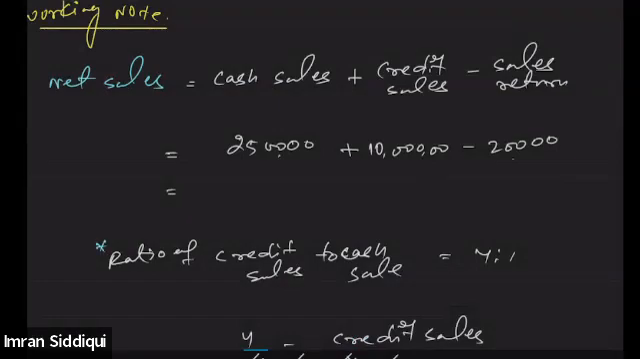So total value of the net sales will be 12,50,000 minus 20,000. This is 12,50,000. Right? Yes or no? Everyone, please confirm. Yes, clear.